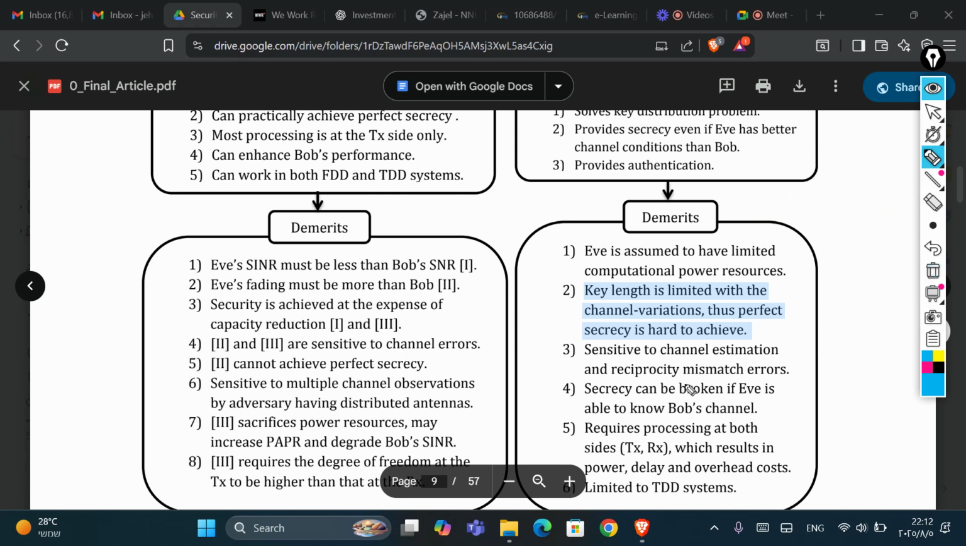And the fourth point says the following: secrecy can be broken if Eve is able to know Bob's channel. So what do we mean by that? That's very obvious. If Eve knows Bob's channel, then in this case, what do you have? This is Alice the transmitter, this is the receiver Bob, and this is the attacker Eve.